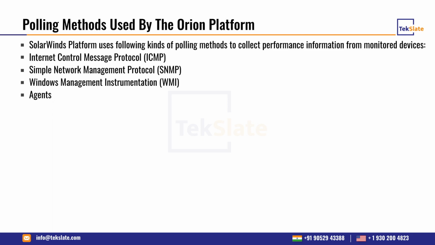One is Internet Control Message Protocol (ICMP). One is SNMP. Another is Windows Management Instrumentation (WMI) agents. ICMP is a simple internet message protocol where we can get the response of the server by pinging it. The name itself indicates that the SolarWinds Orion server will ping the server we want to monitor, and the server will send back the response with some acknowledgement packets.